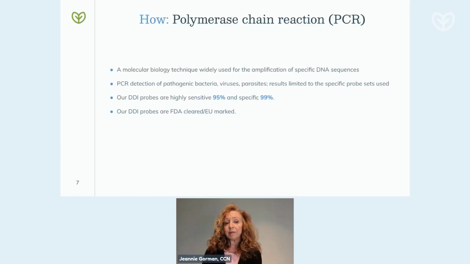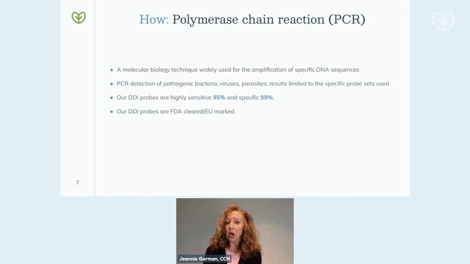What is PCR? You may or may not be aware of what PCR is. It is a molecular biology technique. We're basically looking for the DNA of organisms. So in the case of the GI 360, we're looking not only for the expected beneficial DNA of about 50 species, we're also using PCR detection for pathogens. So pathogenic bacteria, viruses, and parasites.